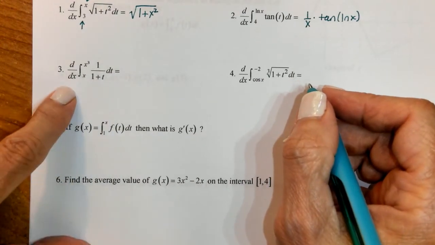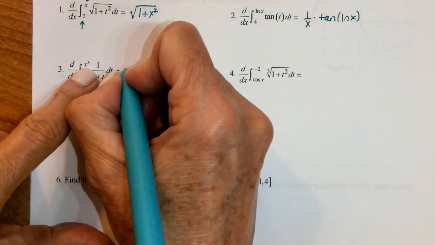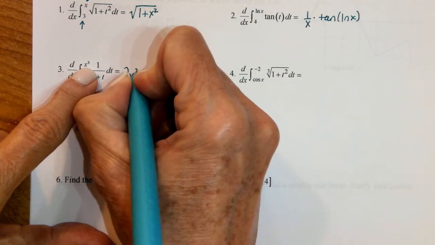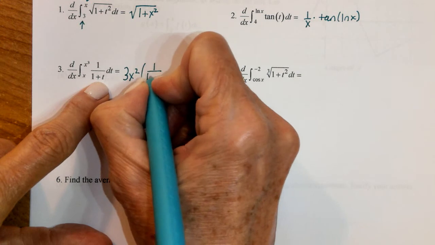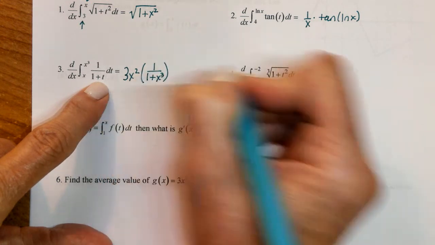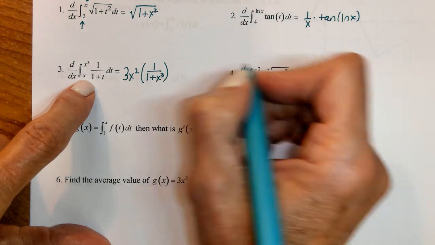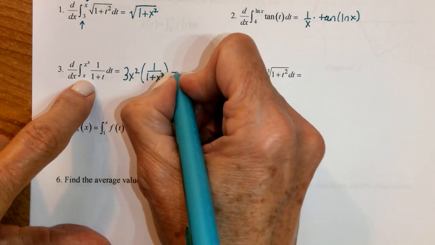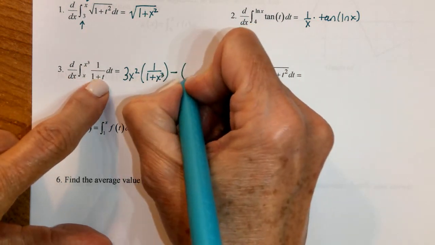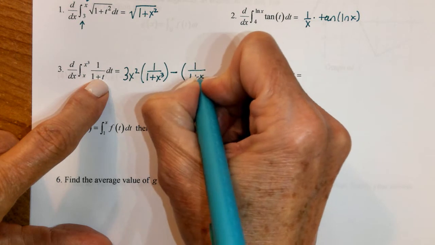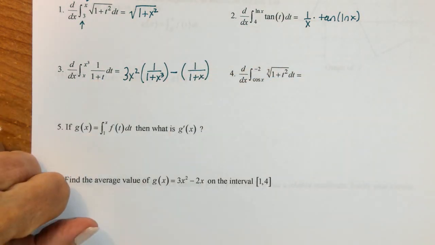Okay, derivative of an integral. Start with your top boundary. Take the derivative. 3x squared. Replace t with x cubed. The bottom boundary is x. The derivative of x is 1. So I'll just have a 1, and then I'm going to replace t with x. And that's it.